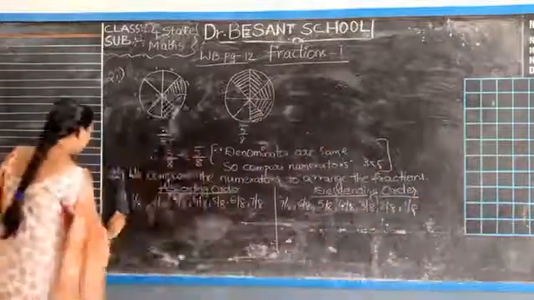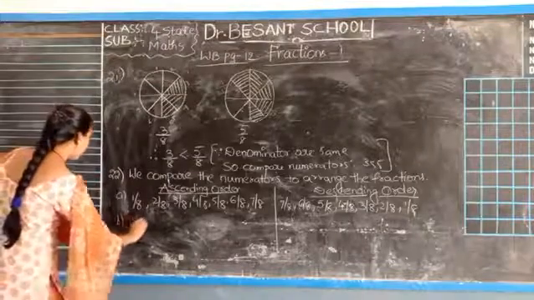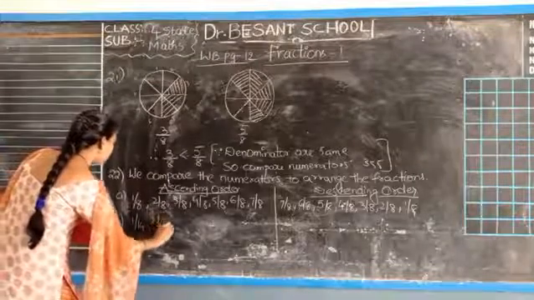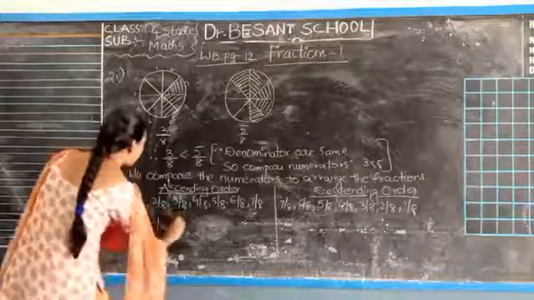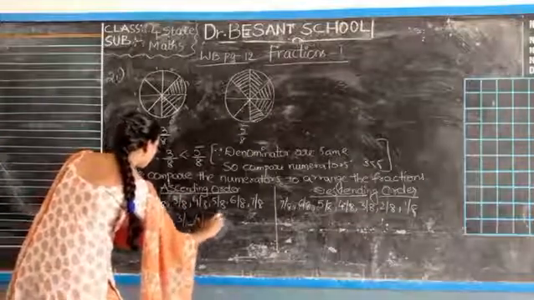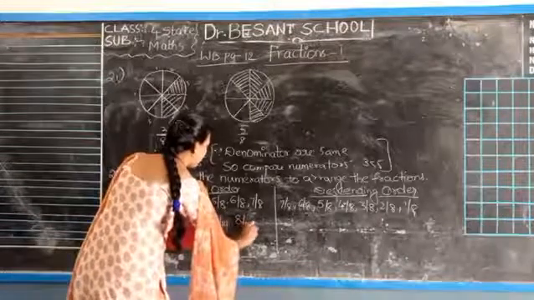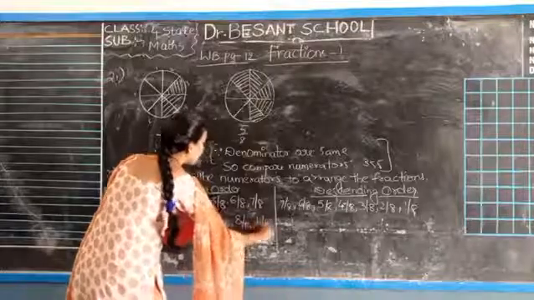Now the second set. Observe the second set. 14 is given now. Write down 1 by 14, 2 by 14, 3 by 14, 4 by 14, 5 by 14, 8 by 14 and 11 by 14 is the ascending order.